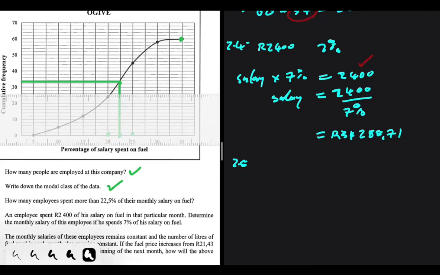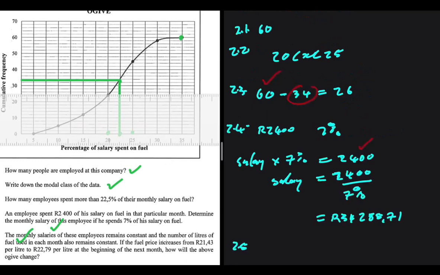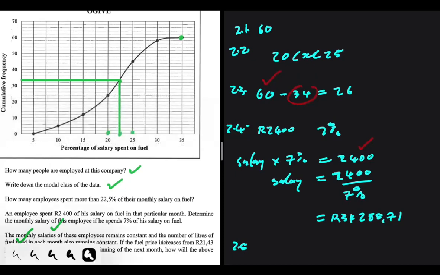2.5. The monthly salaries of these employees remain constant, and the number of liters of fuel used in each month also remains constant. So salary is constant. The liters of fuel required are constant. If the fuel price increases from 21.43 to 22.79 per liter at the beginning of the next month, how will the above cumulative frequency graph change? What is going to change is the percentage of salary spent on fuel. People are still traveling the same distance, but now the fuel costs more. So the percentage of salary spent on fuel will increase. So we would expect our cumulative frequency graph to shift to the right as we have higher percentages towards the right.